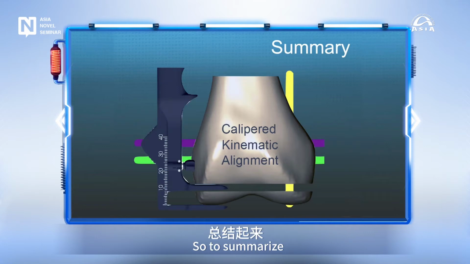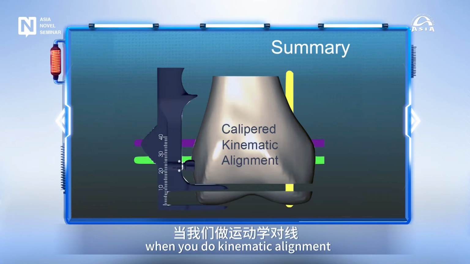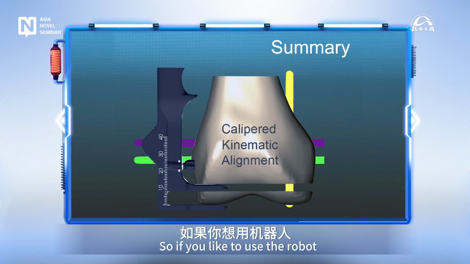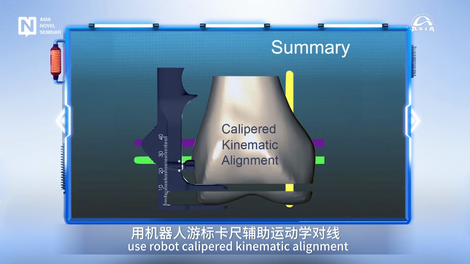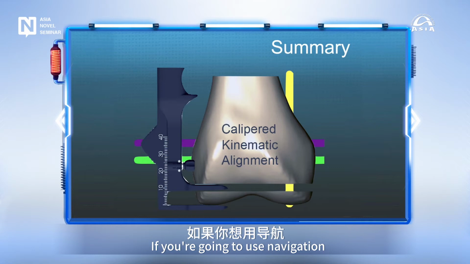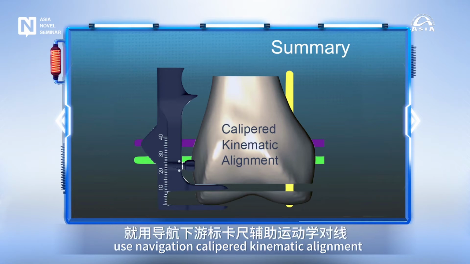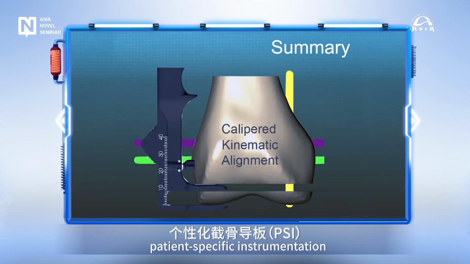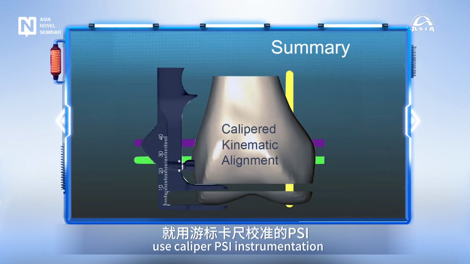So to summarize, when you do kinematic alignment, I think it's important that you use the caliper. So if you like to use the robot, use robot calipered kinematic alignment. If you're going to use navigation, calipered kinematic alignment. If you're going to use patient-specific instrumentation, use caliper PSI instrumentation.